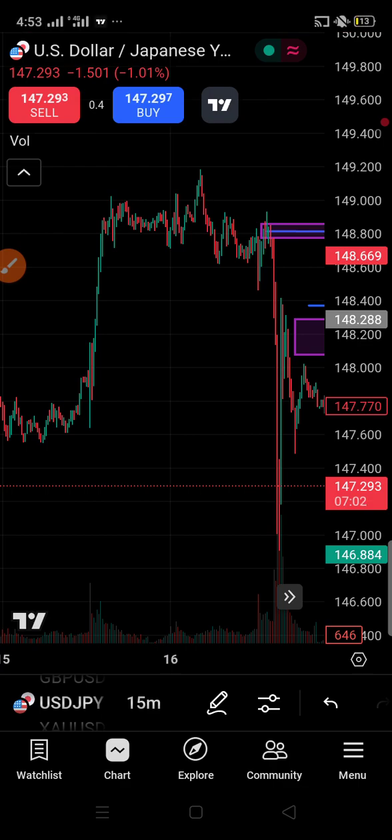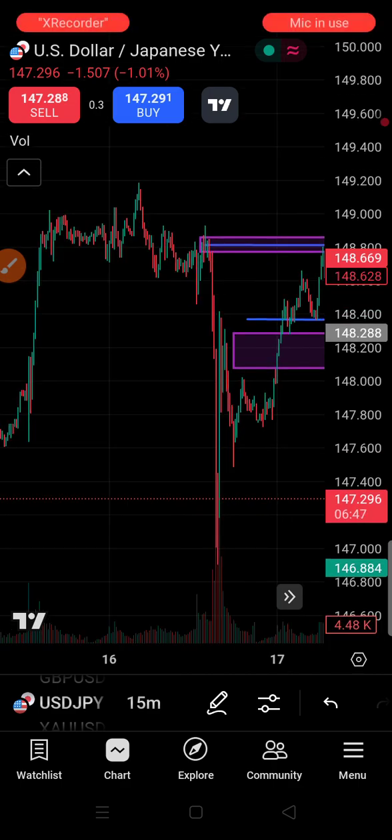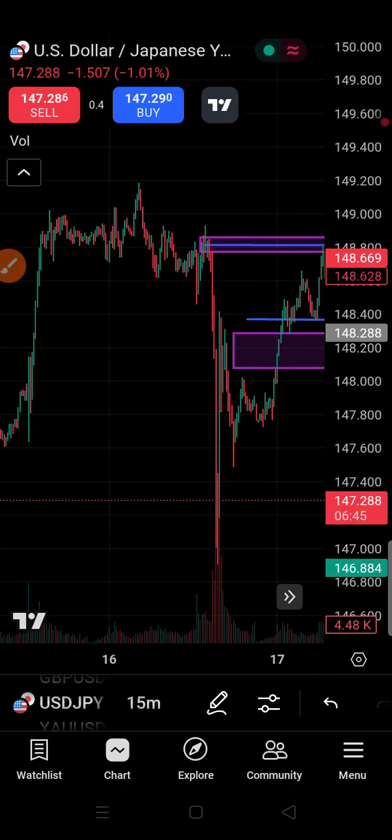As you can see, there's a very strong imbalance, but this former imbalance was taken. In this particular area, this other imbalance was taken, and then there was a market structure shift. So we waited until this imbalance was taken, and then the market came to pull back again.